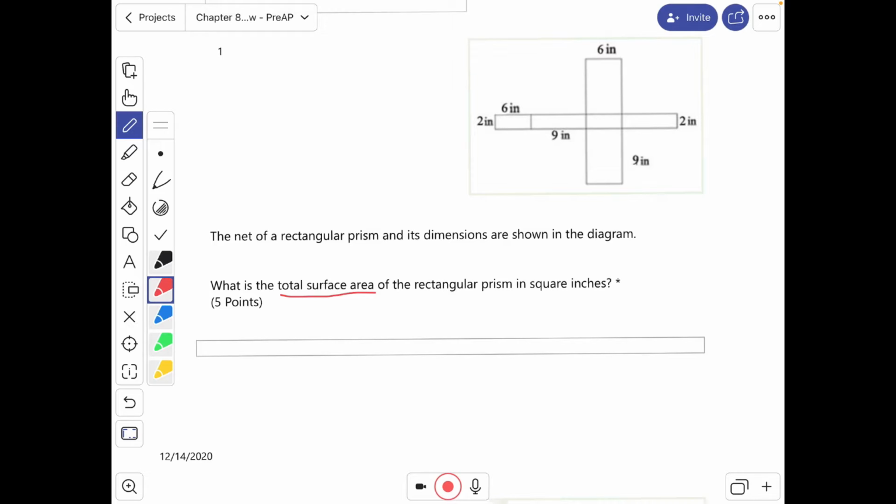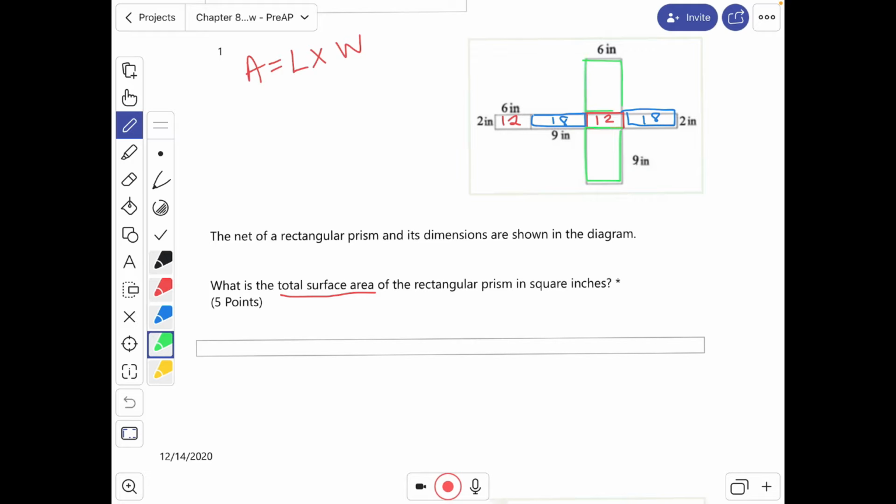Okay, so you just need to find the area of each rectangle and then add them together. Since they're all rectangles, the formula is length times width. For this tiny one right here, it would be 2 times 6, which is 12. That's the same as this one, so that one's also 12. This one beside it is 9 times 2, which is 18, and that's the same as this one over here. And then the big one is 6 times 9.